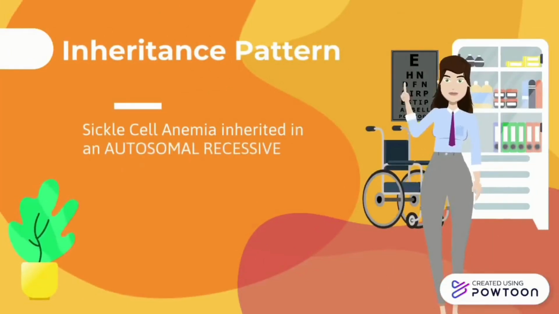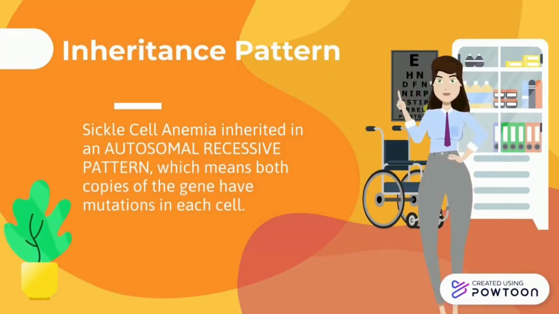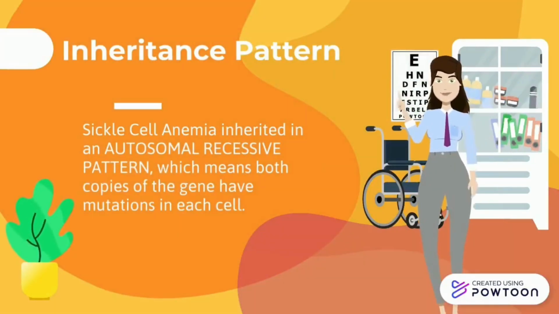Inheritance pattern. Sickle cell anemia is inherited in an autosomal recessive pattern, which means both copies of the gene have mutations in each cell.